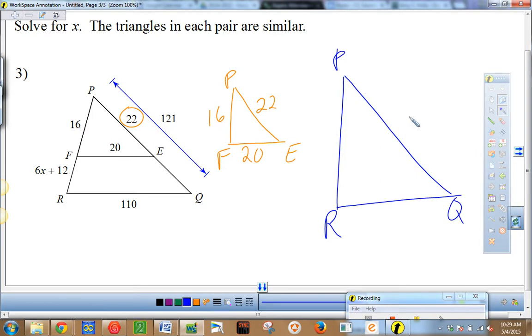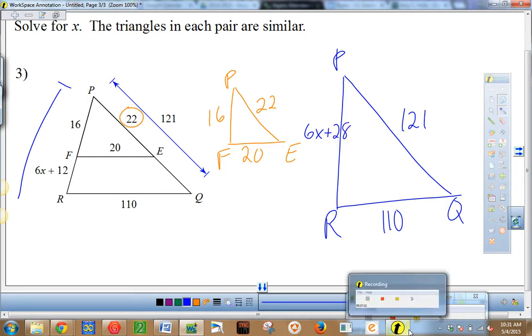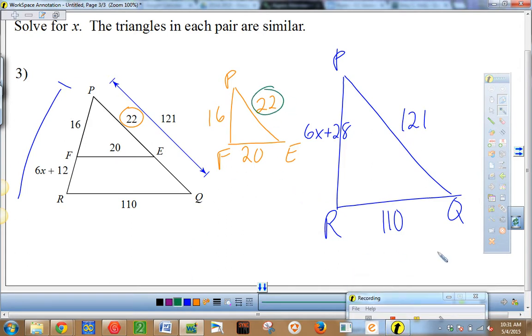What's this length? What's this length? What's this length? 6x plus 12 plus 16, right? The whole thing is both of these. What's 12 plus 16? Oh my gosh, wake up! You're killing me. Thank you. Killing me, Smalls. Alright, so what is this 22? Which side does it match up with in the other triangle? The 121. How about this guy?